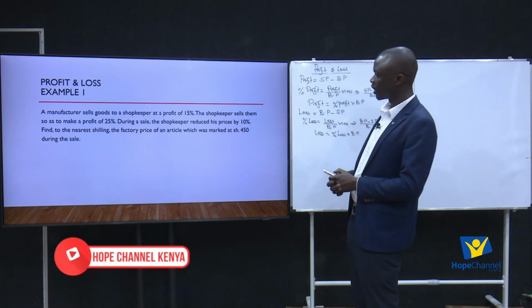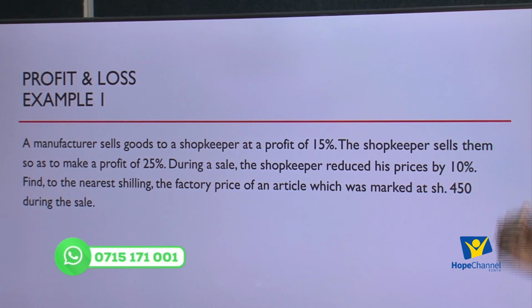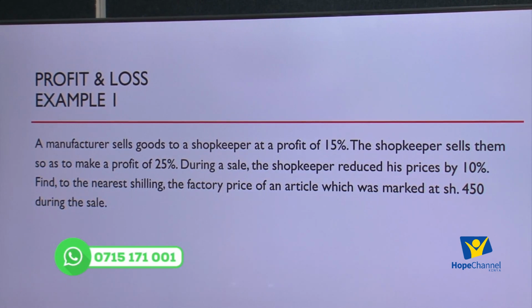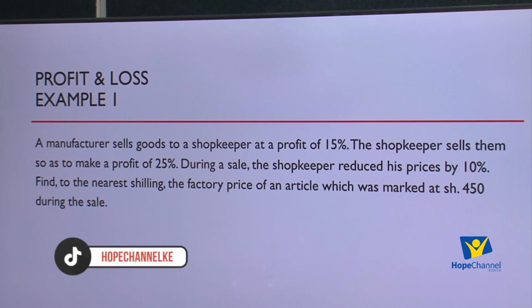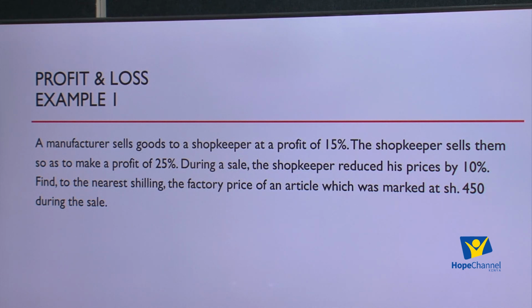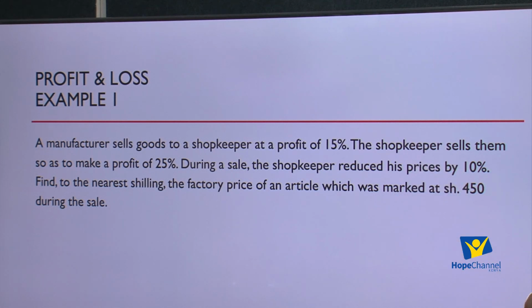A manufacturer sells goods to a shopkeeper at a profit of 15%. The shopkeeper then sells them so as to make a profit of 25%. The shopkeeper is selling them to customers at a profit of 25%.